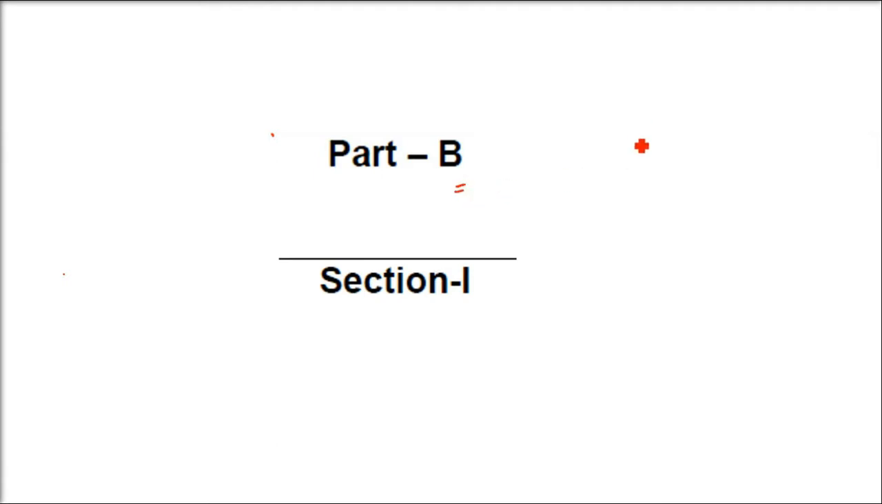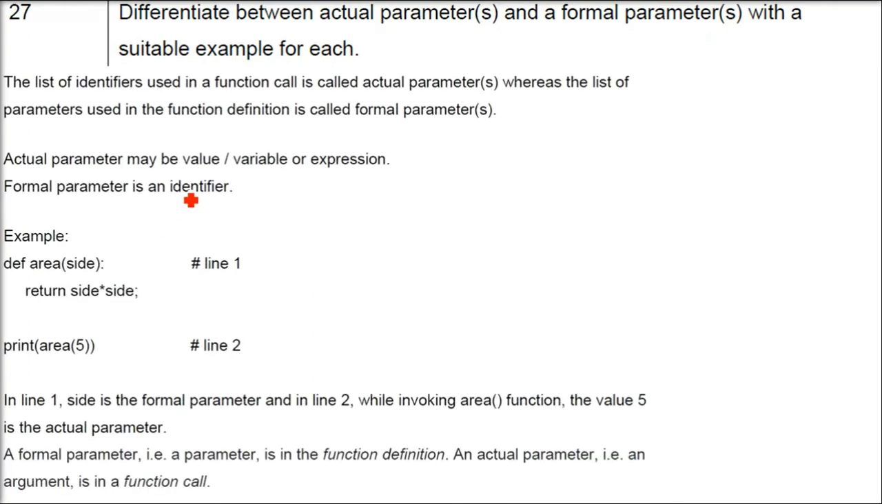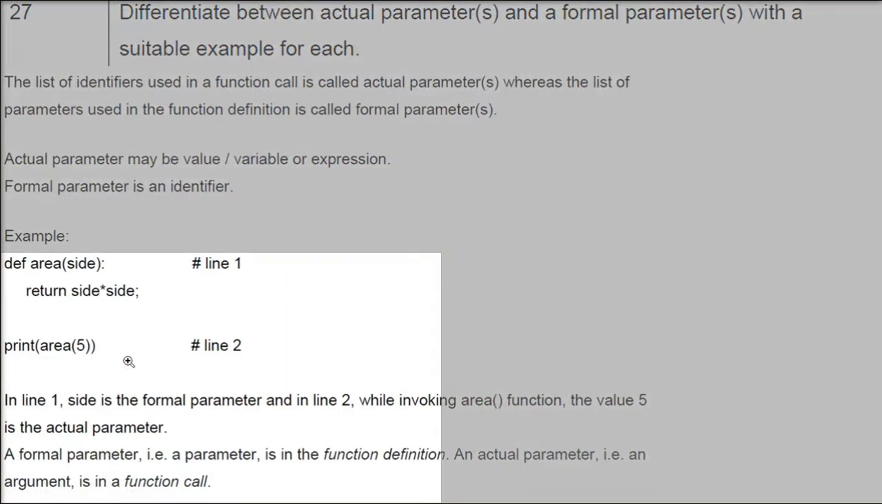This is the class 12 computer science sample question paper released by CBSE, and we are taking these solutions, trying to understand part B. Next is: differentiate between actual parameters and formal parameters with a suitable example for each. Now here is an example, let me just go through it.